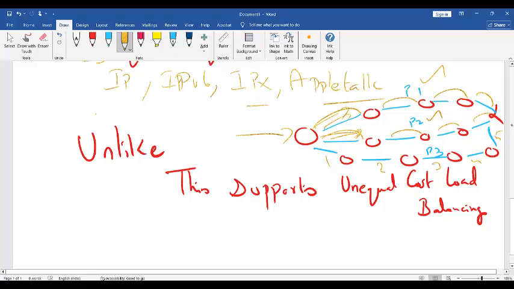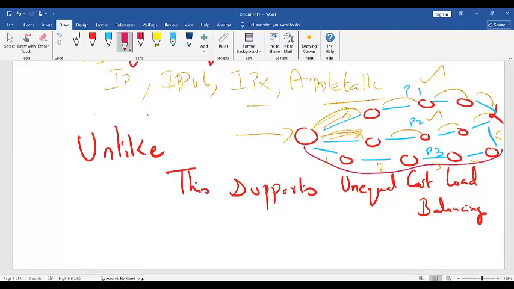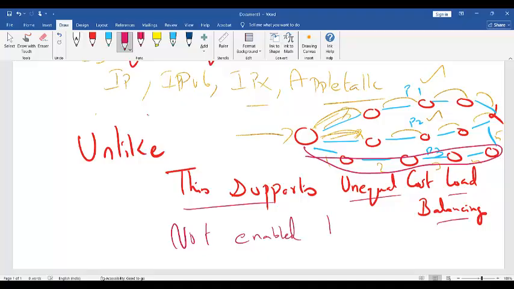OSPF also can do that. But one thing EIGRP can additionally do is, it can even send some load on this path. It supports unequal cost load balancing, but it is not enabled by default. You have to enable unequal cost load balancing. When you come to CCNP, you'll be learning these features.